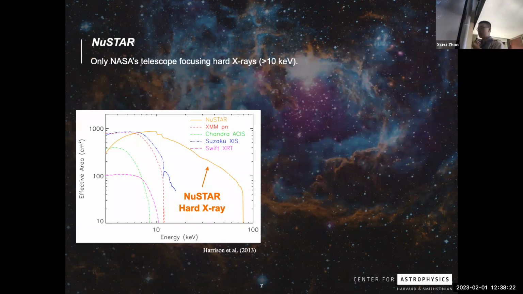So in this slide, I'm going to show you the capability of NuSTAR. As I mentioned, NuSTAR is so far NASA's only telescope focusing hard X-rays. In this figure, I show the effective area of different soft X-ray telescopes compared with NuSTAR. You can clearly see that NuSTAR has the highest photon collecting area above 6 keV, which makes it very unique for studying the hard X-ray emission of different types of sources.